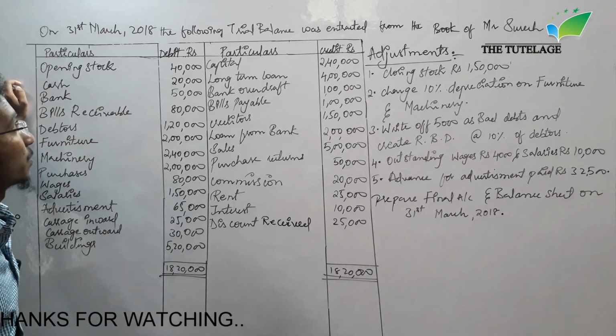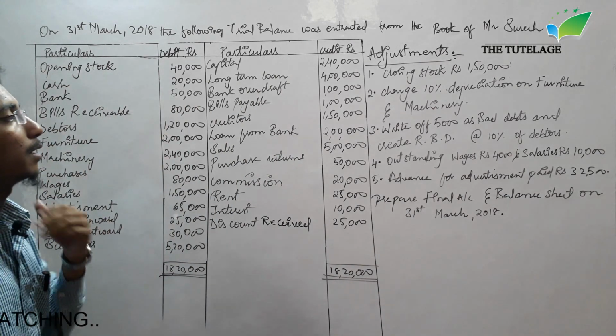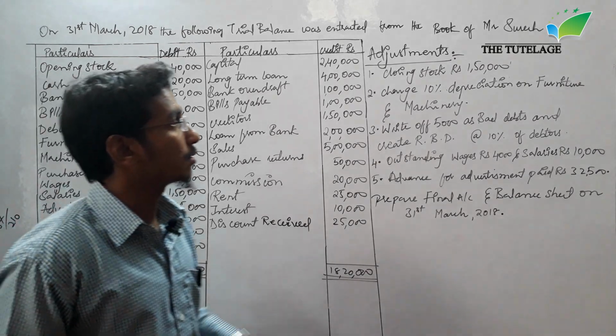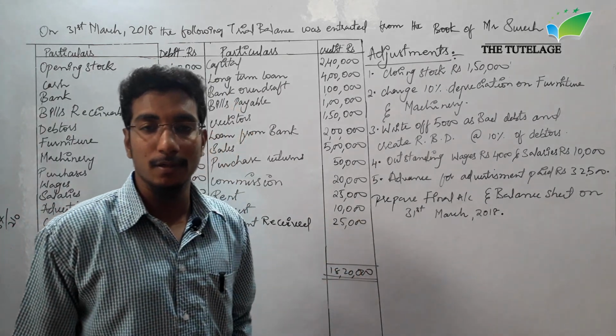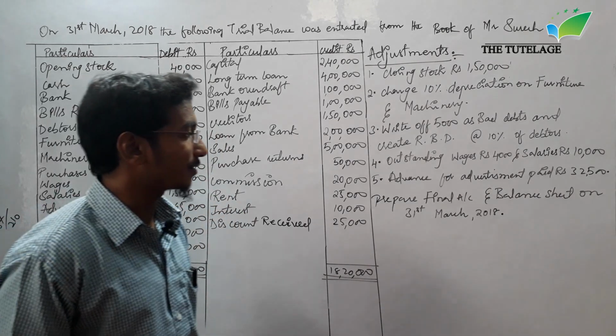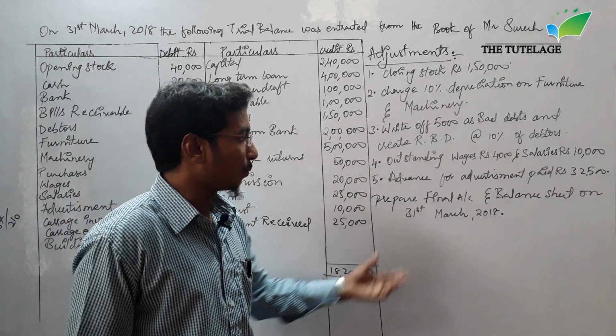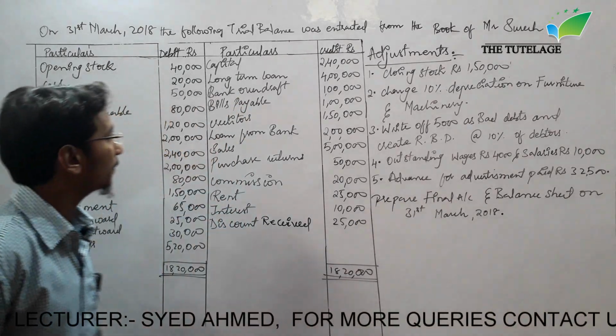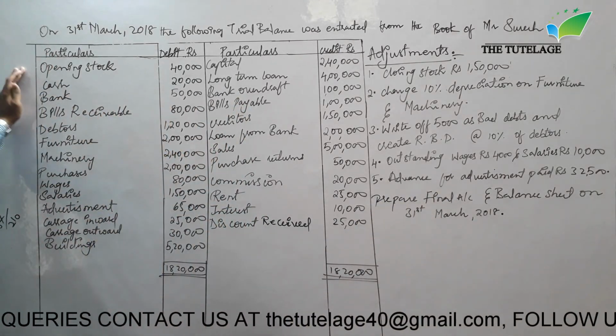On 31st March 2018, the following trial balance was extracted from the books of Mr. Suresh. Mr. Suresh gave his business information to us and asked us to prepare the final accounts and balance sheet of his business. This is the trial balance.